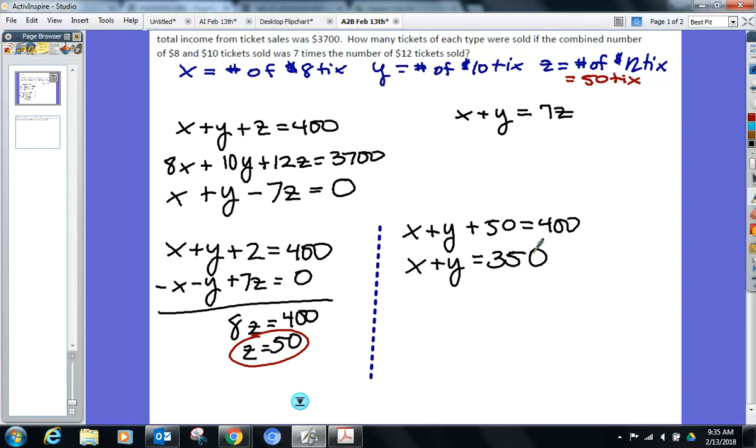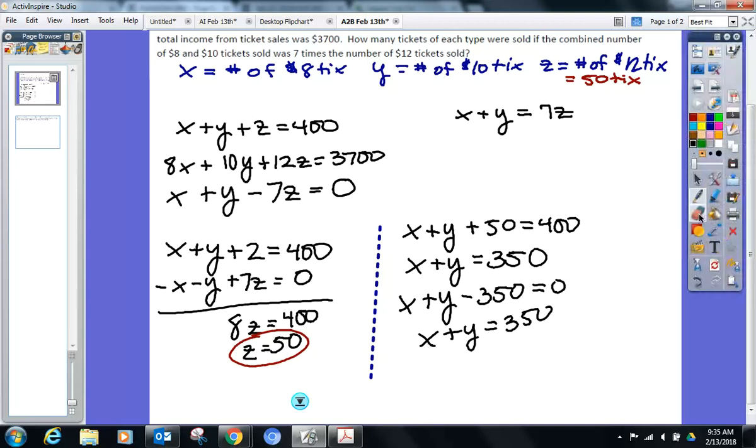Watch. I put that into the third one. I'm going to get X plus Y minus 7 times 50, which is 350, and then equals 0. And then what happens when I move the 350 over? I get the same darn equation. And if you eliminate, they're both going to eliminate, right? So it might not be a good idea to put it into the third one, put it into the second one instead. Does everyone see that?